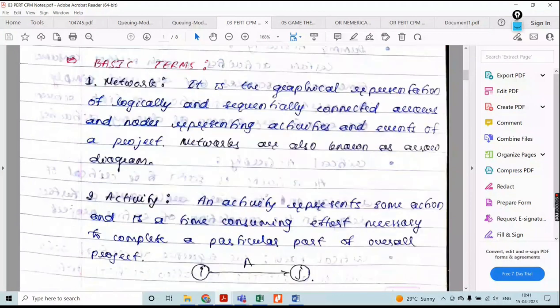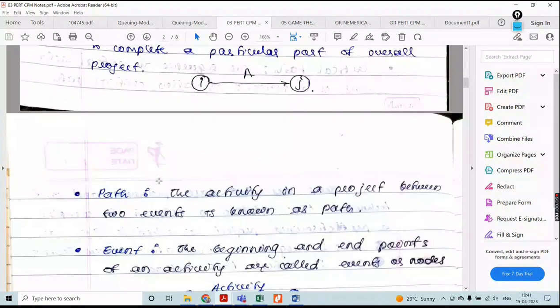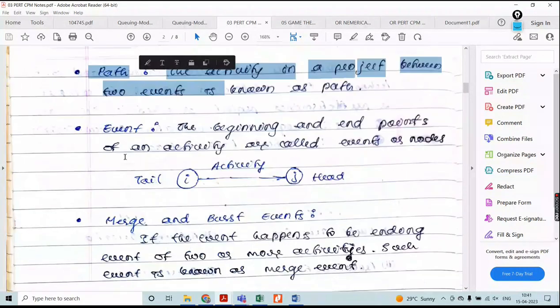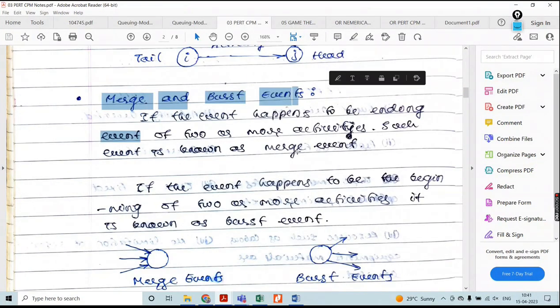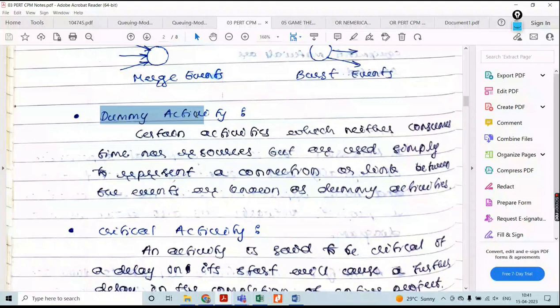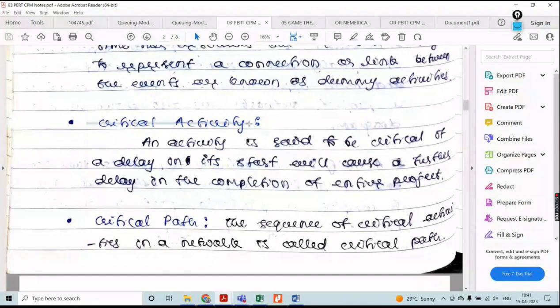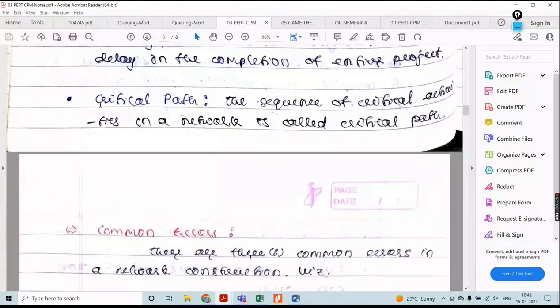Then some basic terms. What is a network? What is an activity? Okay, what is a path? What is an event? Okay, what is a merge and burst event? Then what is a dummy activity? What is a critical activity? Then what is a critical path? Okay, these definitions you can also practice because these definitions are also asked in the examination.